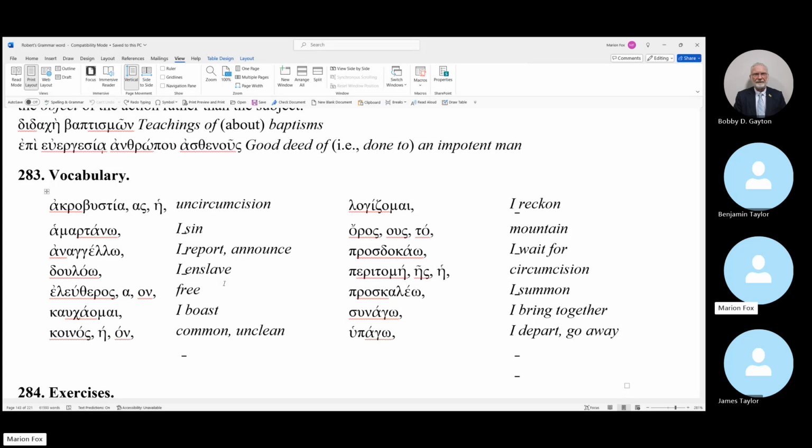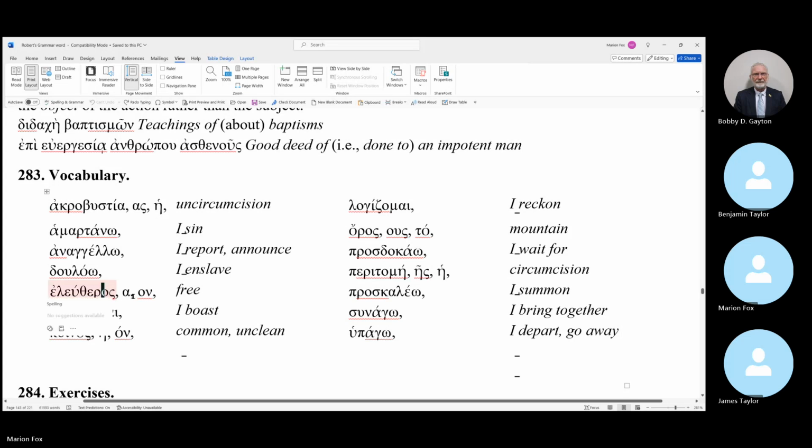Kauchaomai, I boast. Koinos, common or unclean. I've never read anything common or unclean. Of course, these are adjectives here because we have the nominative case form of masculine. We drop the os, put eta, it becomes feminine, and drop the os and put on, we get neuter. This down here is also os, a, on. That's common, and it's an adjective. Right, there's a noun. We have the nominative and then the genitive ending and the article. Okay. Logizomai, I reckon.